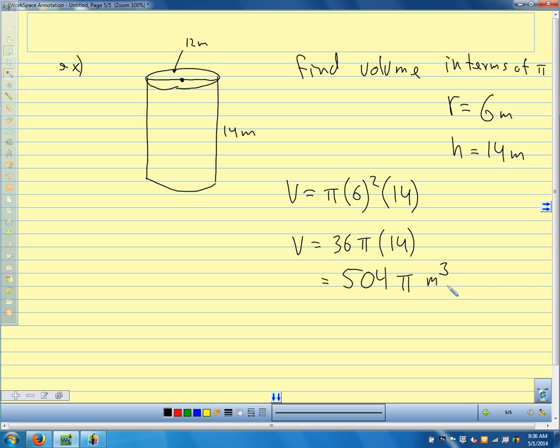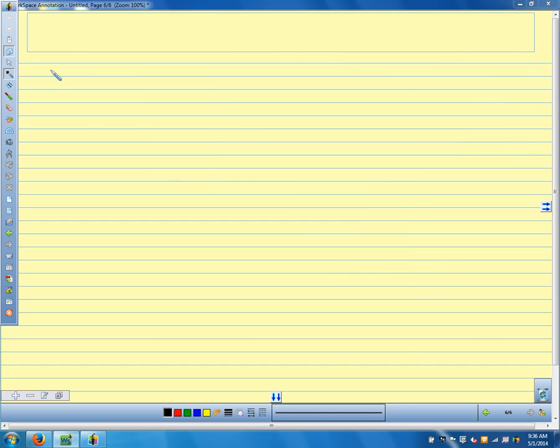So that one was nice. Find the radius, find the height, plug it into our formula. Questions there? All right, let's do one more example that takes a little more work. So here's my shape.